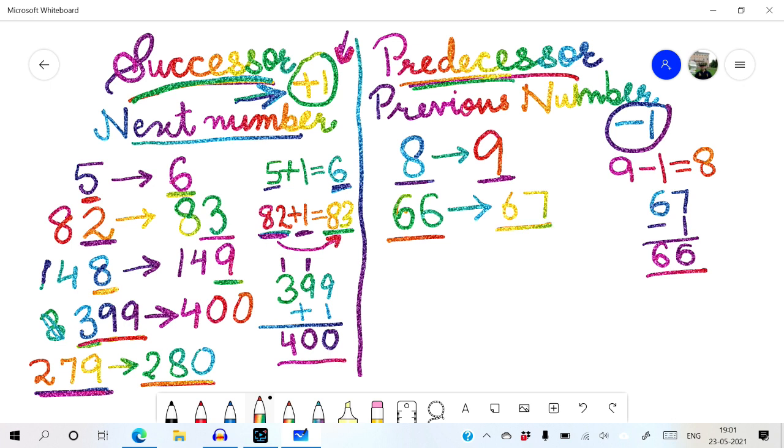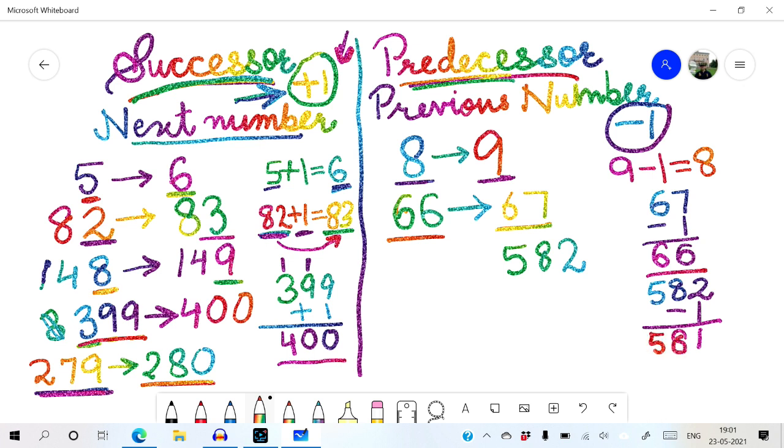Okay. Now 582. We want to find out the predecessor of 582. Suppose you find it difficult, just subtract 1 from 582. Okay, 2 minus 1 is 1.